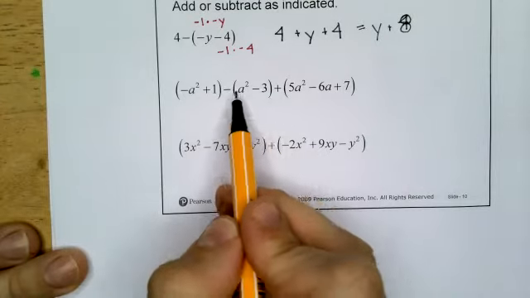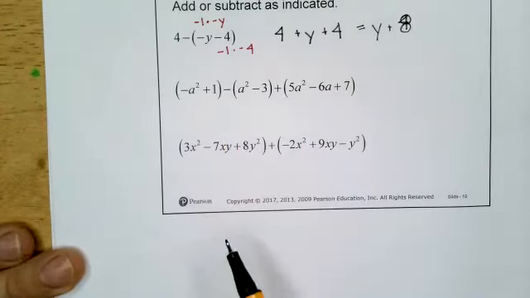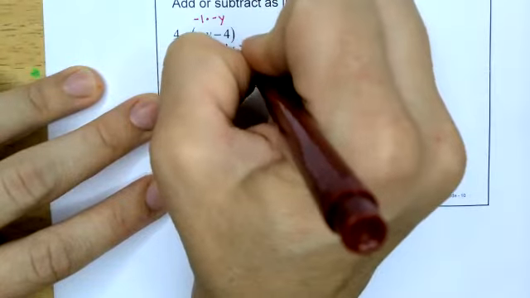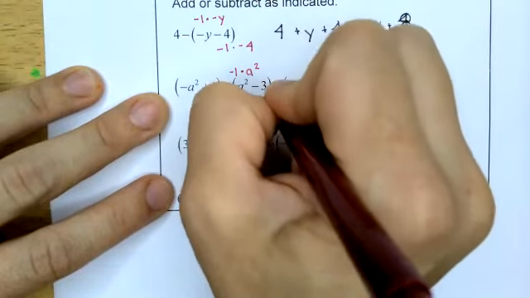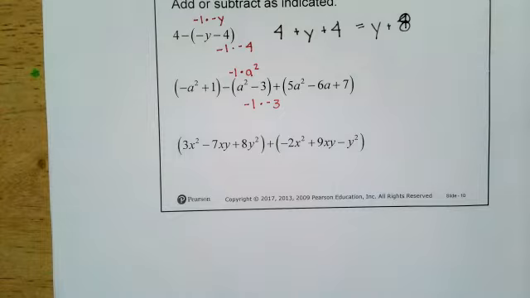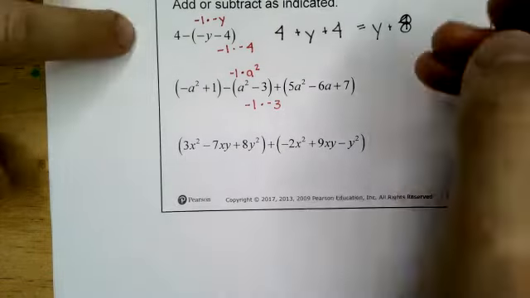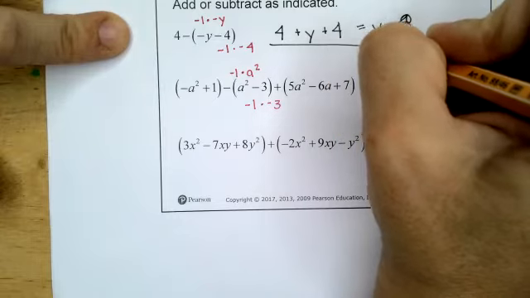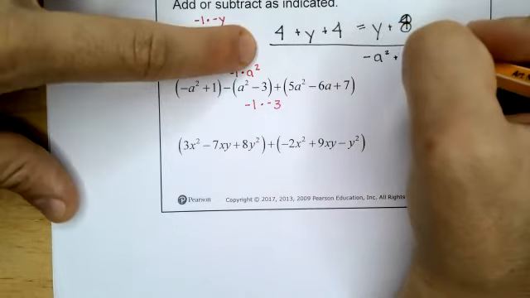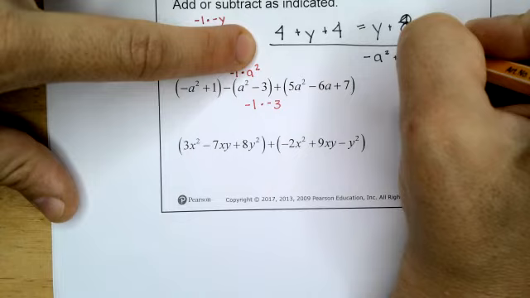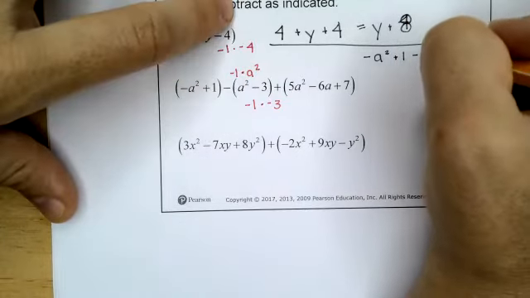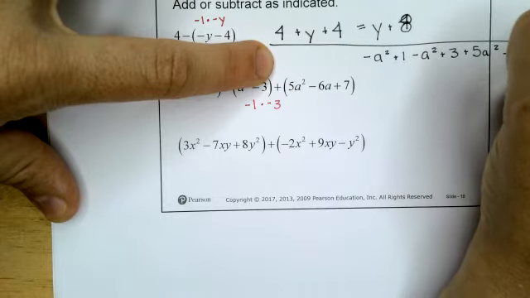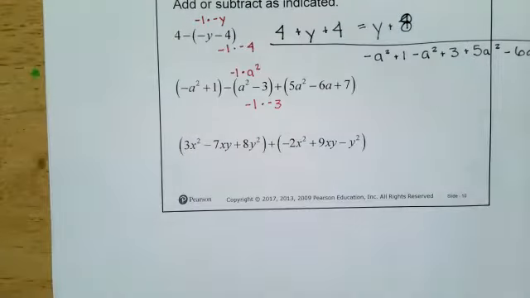Here you're subtracting only these two, and then you're adding these 3. So that means I'm going to multiply negative 1 times a positive a squared and negative 1 times negative 3. Everything else will stay the same. So if I rewrote that, it would be negative a squared plus 1. Negative 1 times a positive a squared is a negative a squared. Negative 1 times a negative 3 is a plus 3. Plus 5a squared minus 6a plus 7.